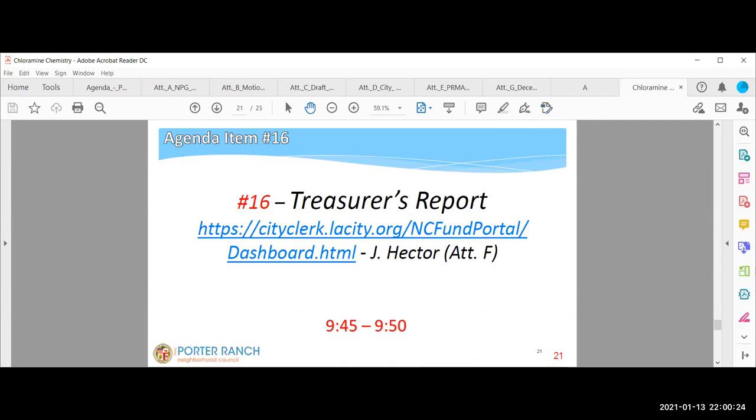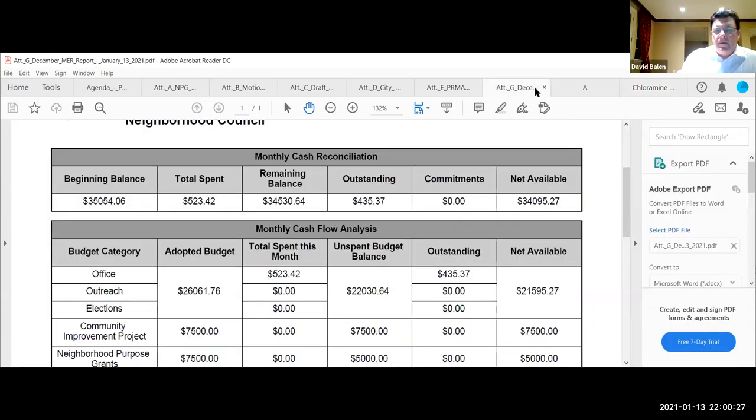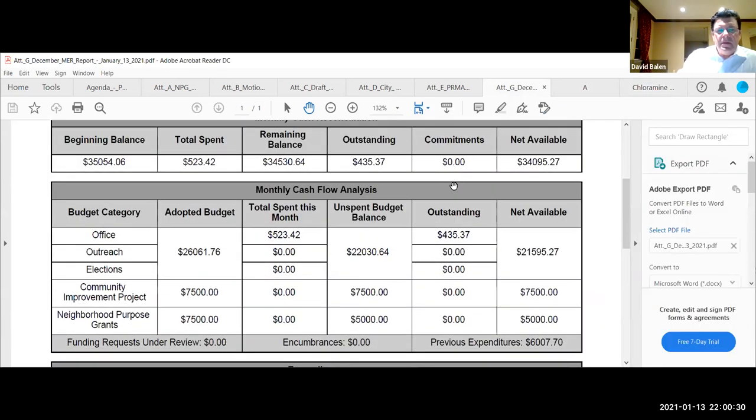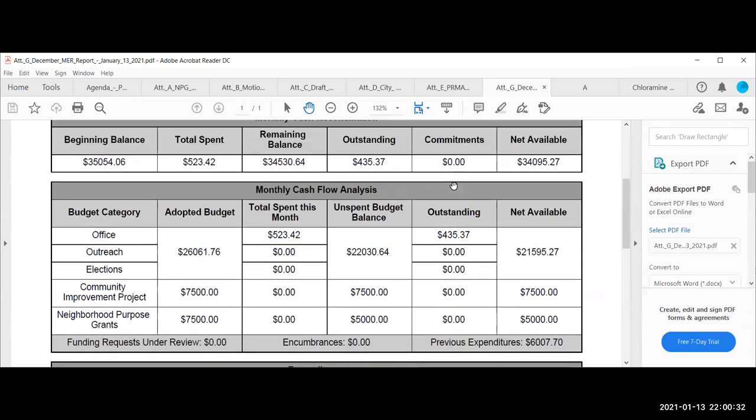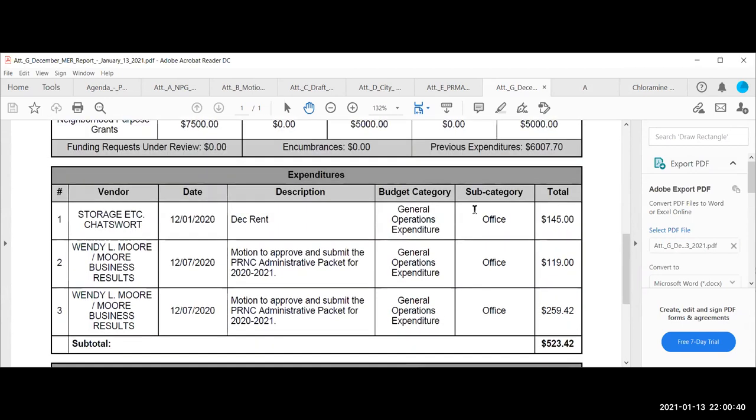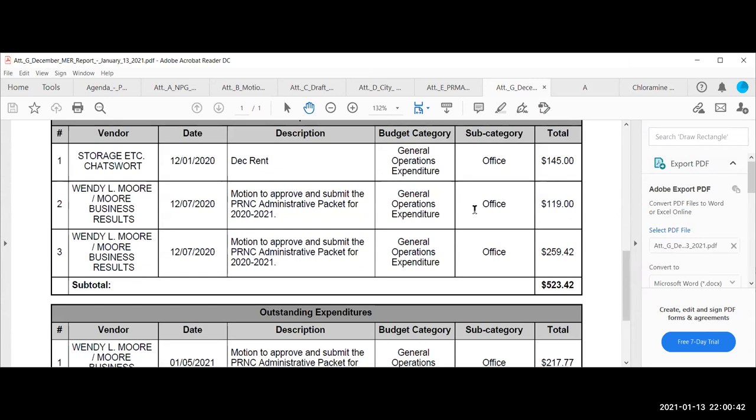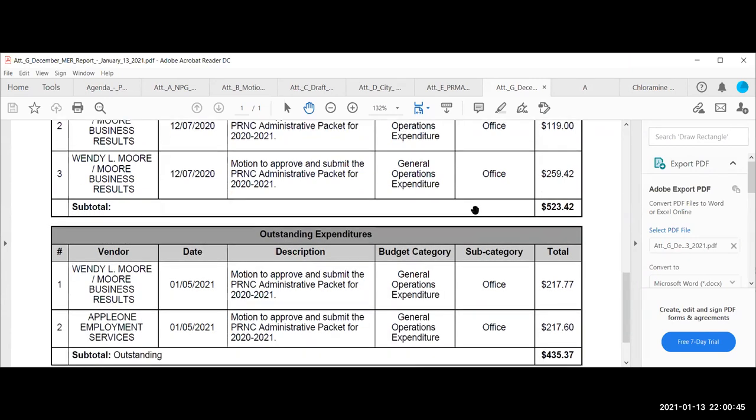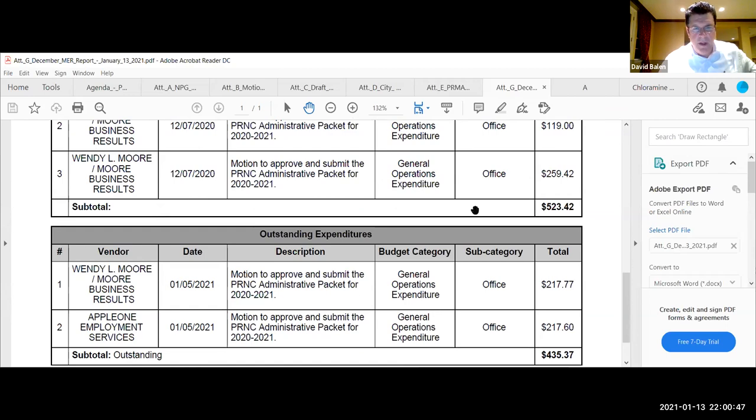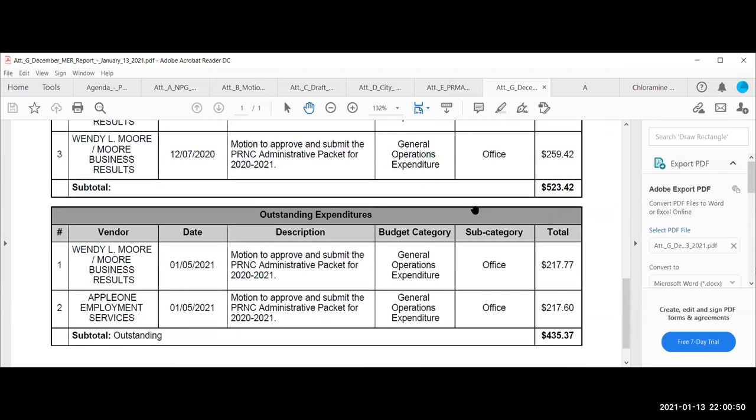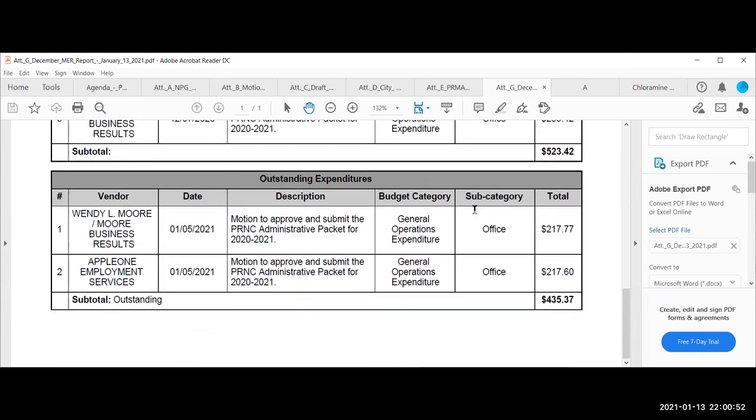Okay. Any questions, board? All right. Let's go ahead and move on. Do you want to pull up the MER? Yeah. You have it there already? Yes. Not much there. If you scroll down, the 435 is storage and then two payments to Windy. And that's about it. It looks like there's four payments to Windy. Let's see. Oh, that's Apple One. One is Windy, one is Apple One.